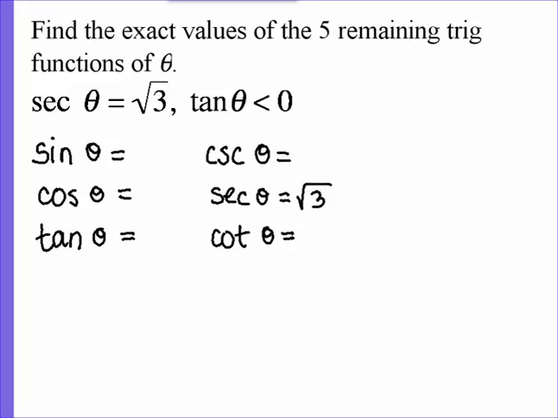Secant. What do you already know? Secant is root 3, so what does that tell you? Cosine is 1 over root 3, but you know that won't fly. Oh, wait, I wrote that wrong. Just a second. Let's change it. It's going to be root 3 over 3. So there you go.